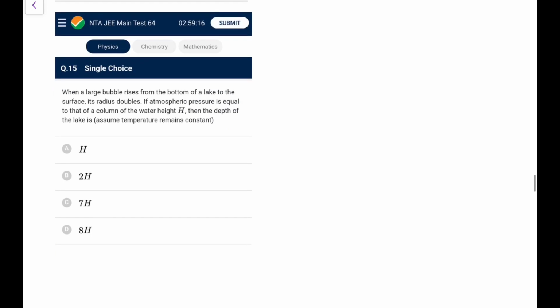Now, when a large bubble rises from the bottom of a lake to the surface, its radius doubles. If atmospheric pressure is equal to that of a column of water of height h, then the depth of the lake is.